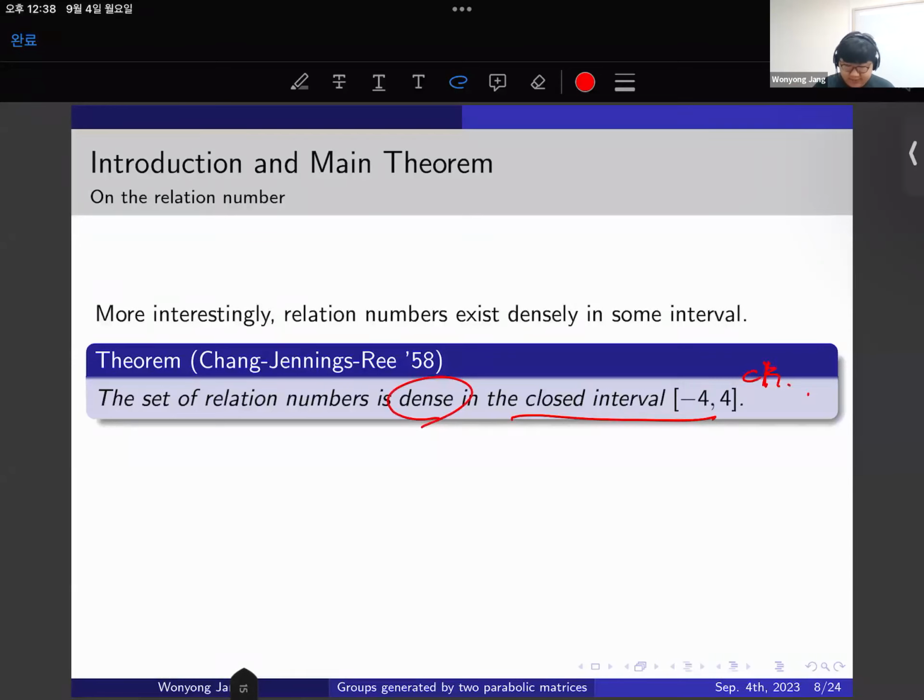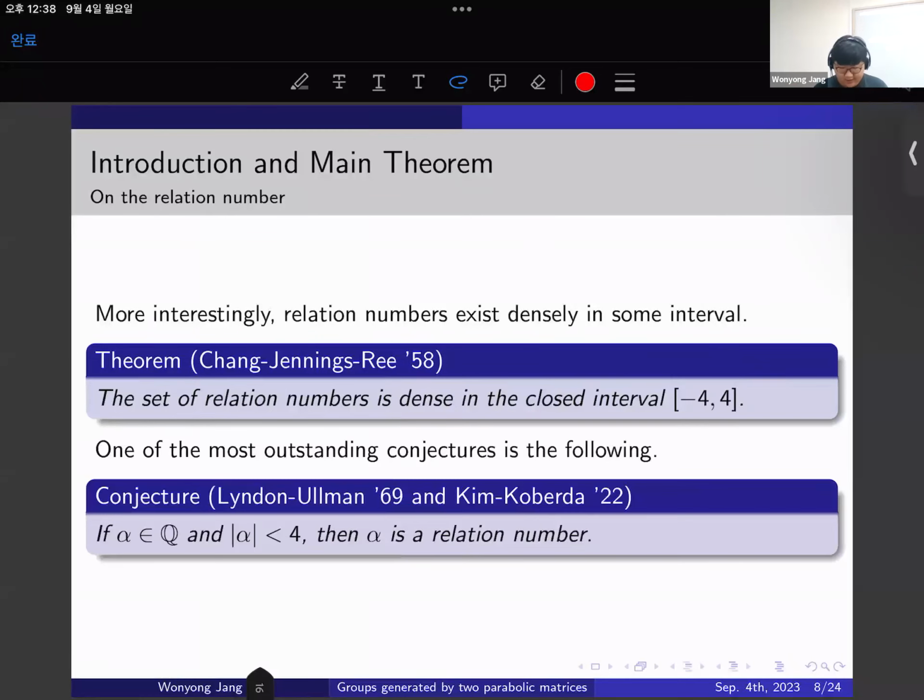Motivated by this theorem, one of the open questions is the following. If alpha is a rational number and its absolute value is smaller than 4, then alpha should be a relation number. It is one of our open questions.